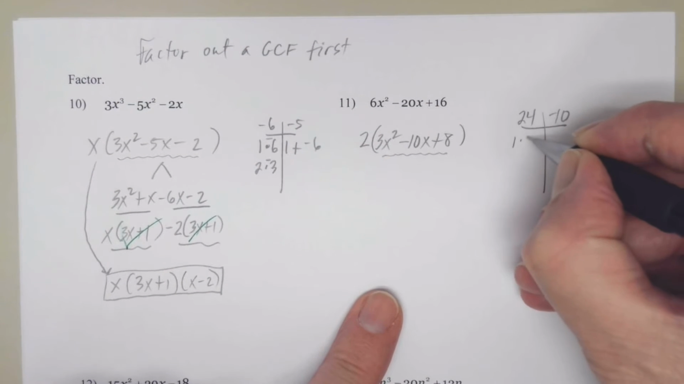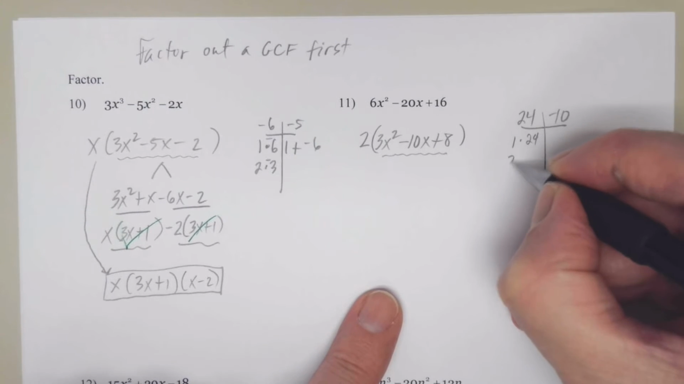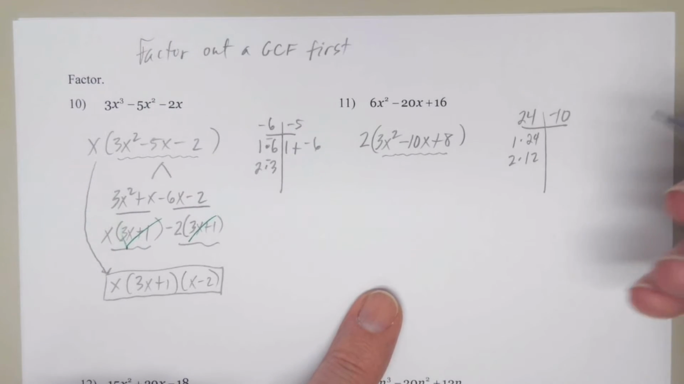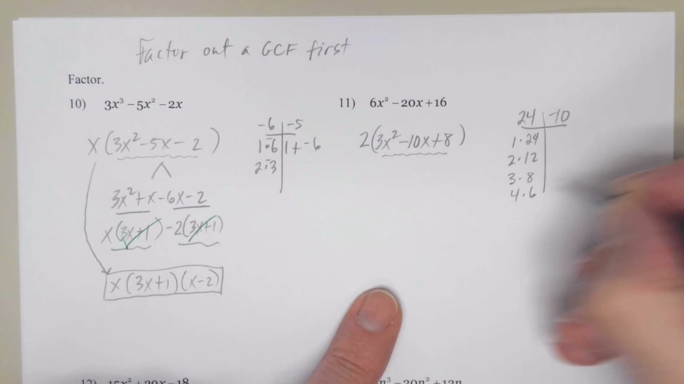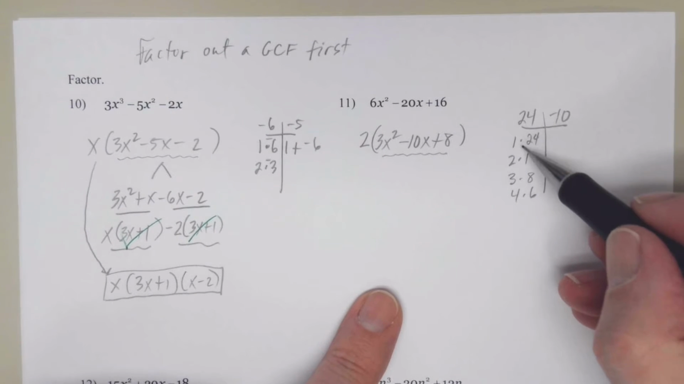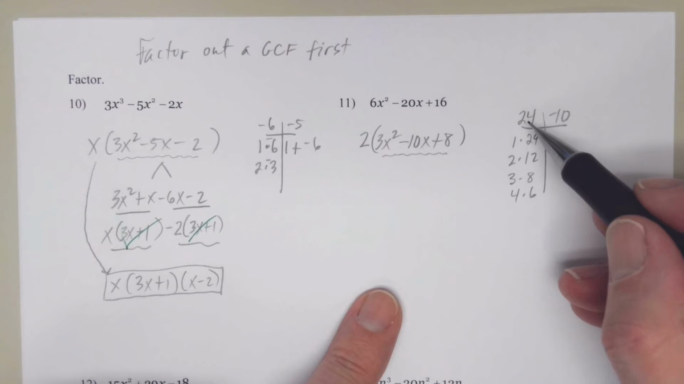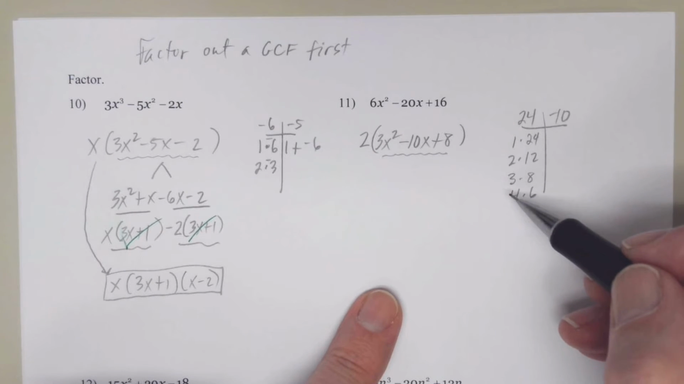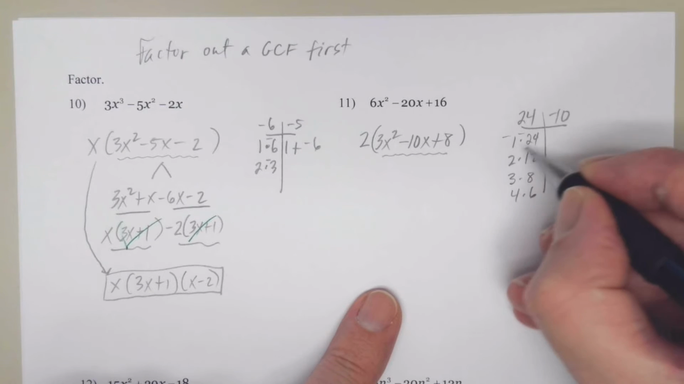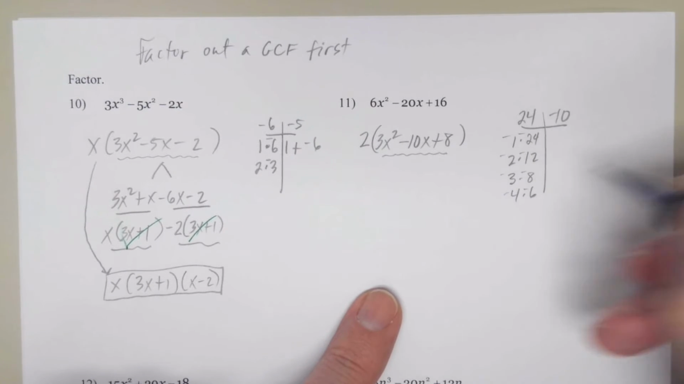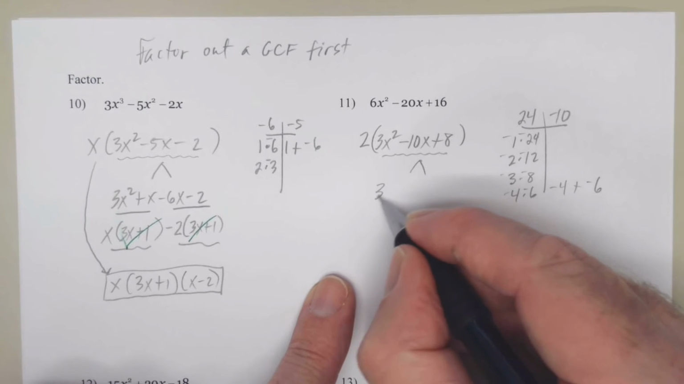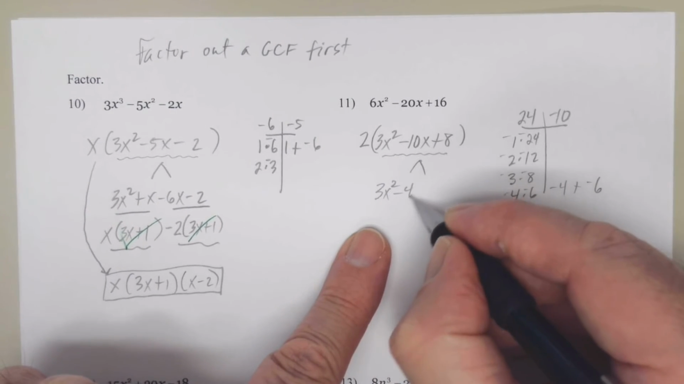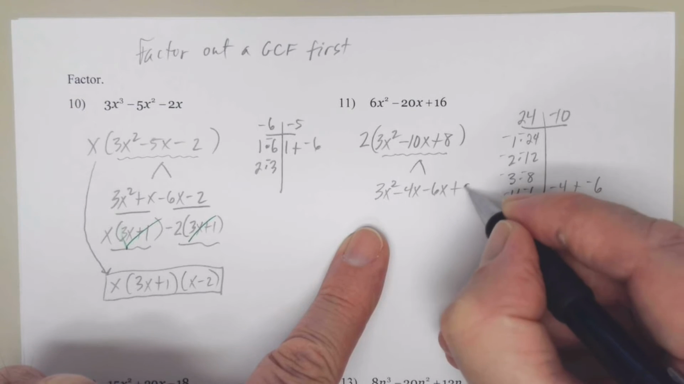Let's see. Let's go through it step by step. So I'm going to write out the factors of 24. 1 times 24, 2 times 12, 3 times 8, 4 times 6. There's a bunch. And these numbers multiply to 24, which is a positive number, so they're both positive or they're both negative. Well, since they add to a negative, they must both be negative. So let's make all our numbers negative. And the ones that add up to -10 would be the -4 and -6. And so we're going to break this down into 3x squared minus 4x minus 6x plus 8.